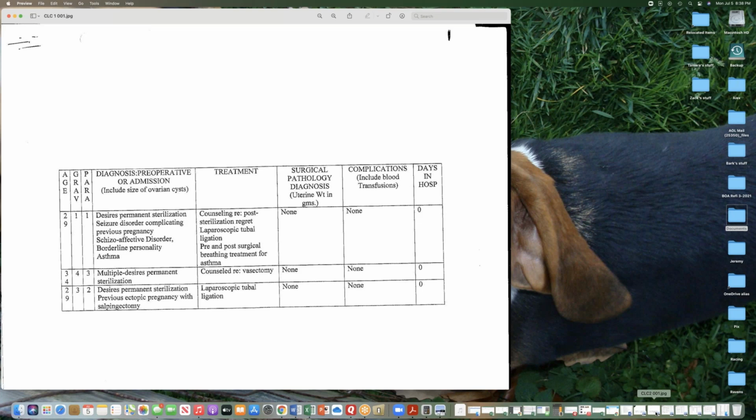Pathology. Richie, anything that you see? I just feel that I agree that there's a little bit too much information. It sounds like the patient desires permanent sterilization, and I don't think you need to include that you had counseled the patient on post-sterilization regret. I don't think you need pre and post-surgical breathing treatment for asthma. I just think it needs to be more concise and straightforward. Okay, good.